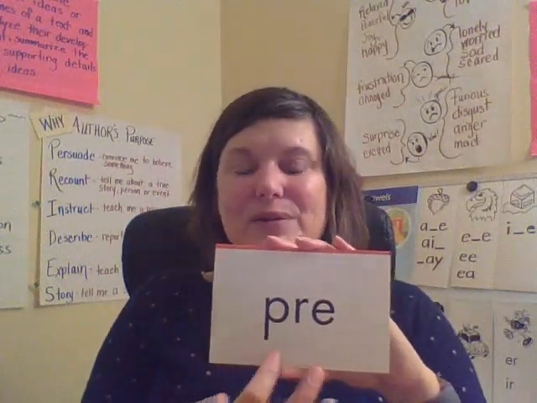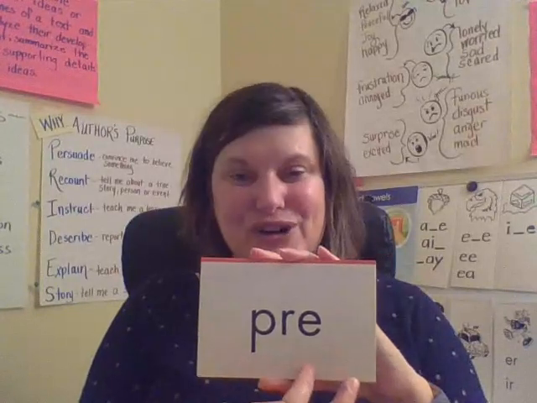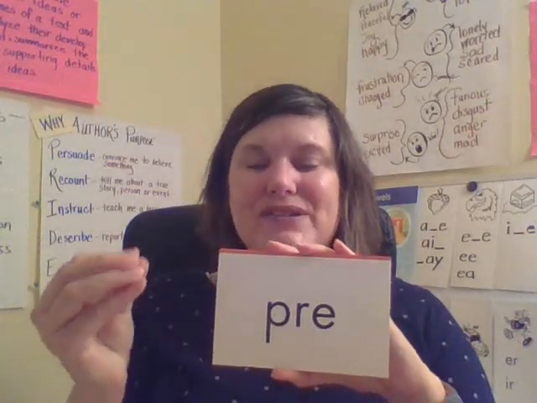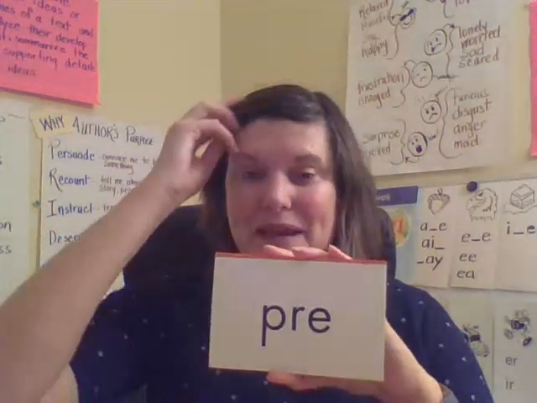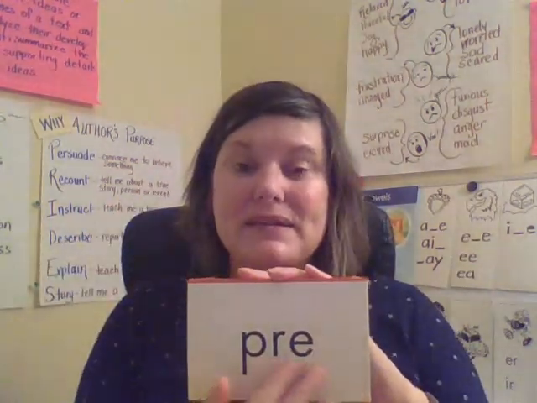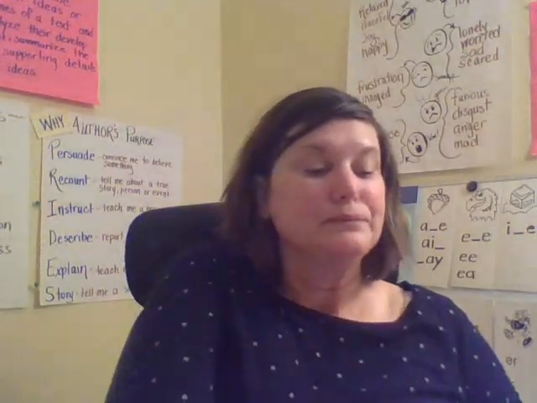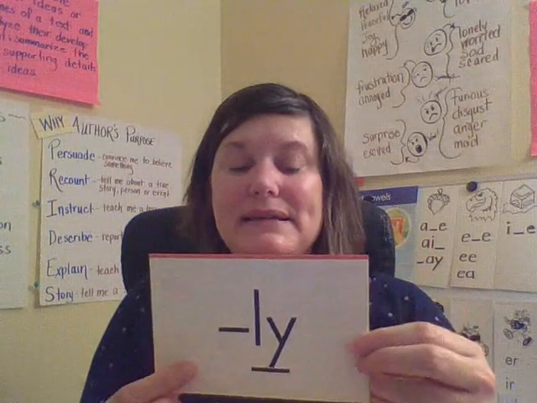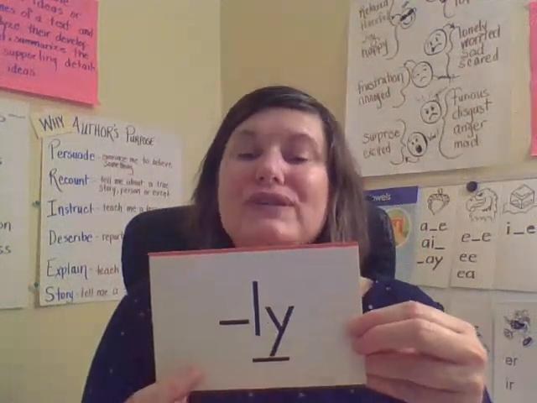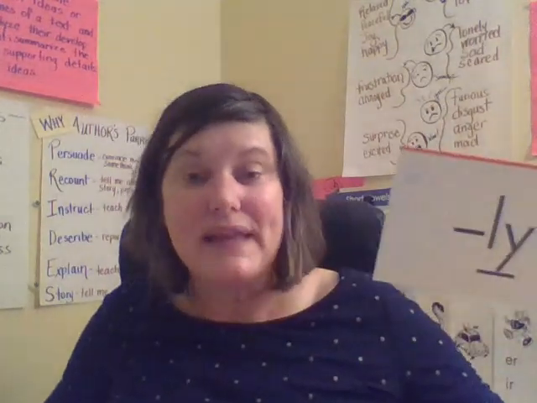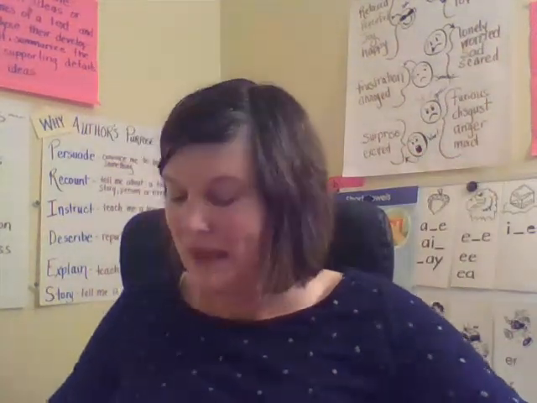Pre, together, pre. Your turn. Good. And this is a prefix that's added. A prefix is something you add to the beginning of a base word. And when you add this to the beginning of the base word, it means before. Lee, together, lee. Your turn. Good. And this is a suffix that you add to the end of a base word.